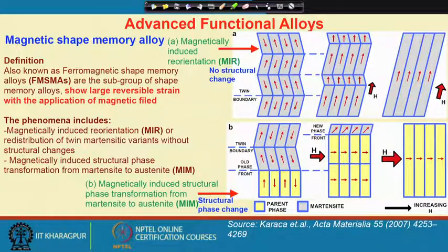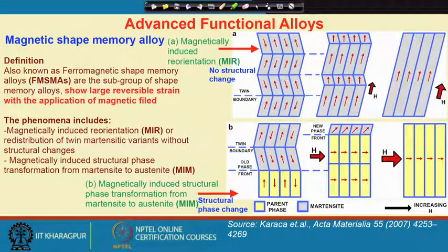This week we are discussing some advanced functional alloys, and we have already discussed in the last class the Heusler type of compounds or alloys for various functional applications. Today we will continue this discussion and look at how the shape memory effect can be achieved by application of a magnetic field. So, let us look at these magnetic shape memory alloys.